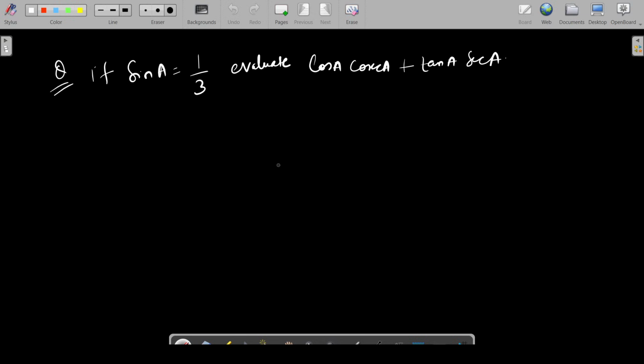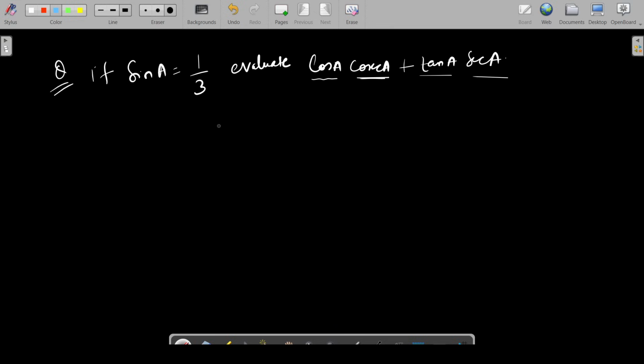Let's try to solve today's problem. We have sin A equal to 1 upon 3. Now we have to evaluate cosec A into cosec A plus tan A into sec A. So how are we going to do this?